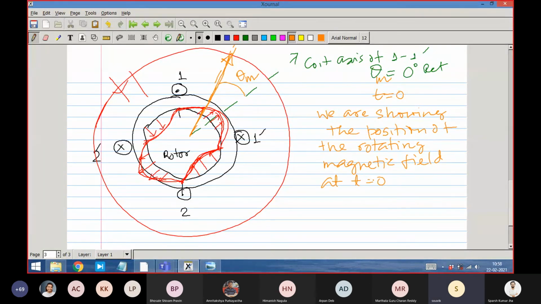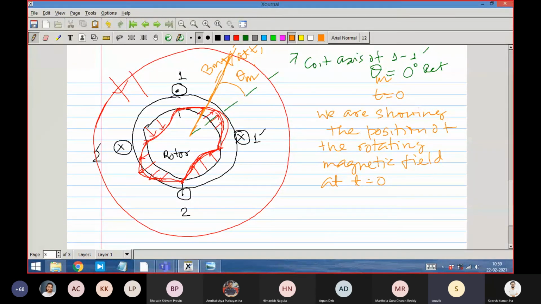It is aligned to the 1 dash coil axis, but at a certain time t, it might have moved. This arrow is showing the peak of that. It might have moved and the peak is now located at this, because they are sinusoidally distributed. The flux line is sinusoidally distributed, but at a certain instant t it has moved, and the peak is at this, at t. This is where the peak is, at t.